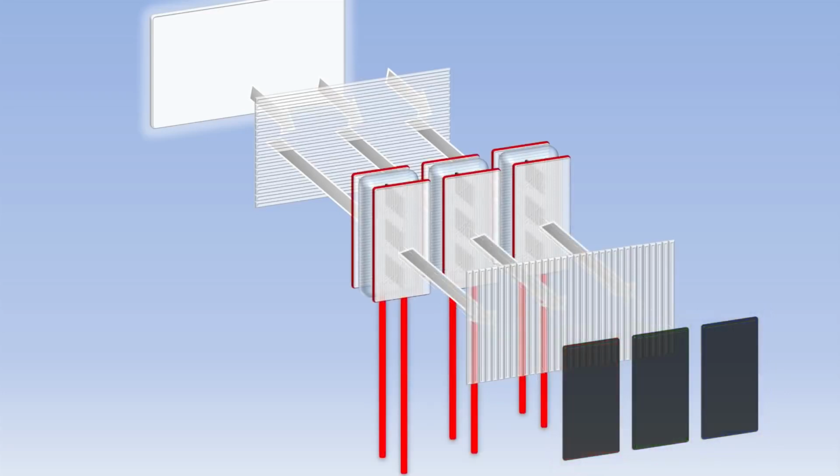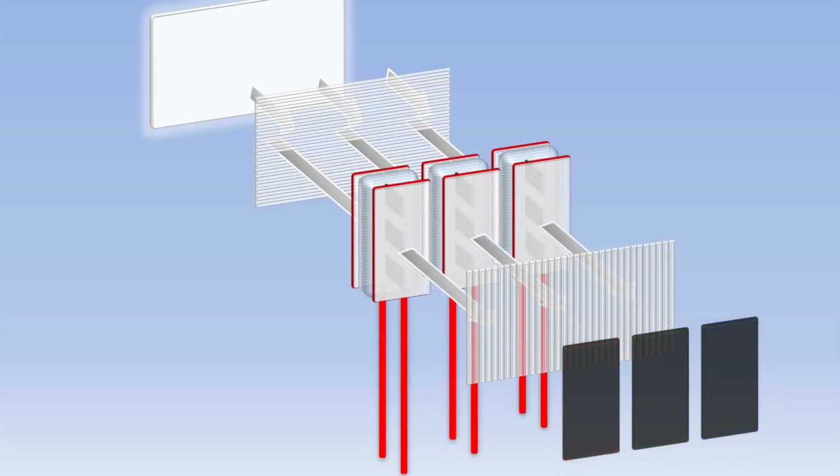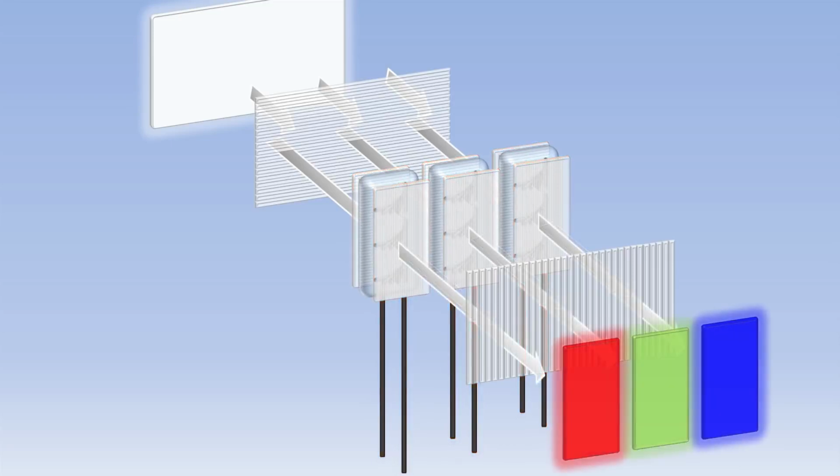However, if we turn on the electrodes, then the light is no longer twisted by the liquid crystals and stops at the vertical polarizer. By adjusting the amount of electricity that flows through each set of electrodes, we can control how much light reaches each color filter, and therefore what color is seen on the display.